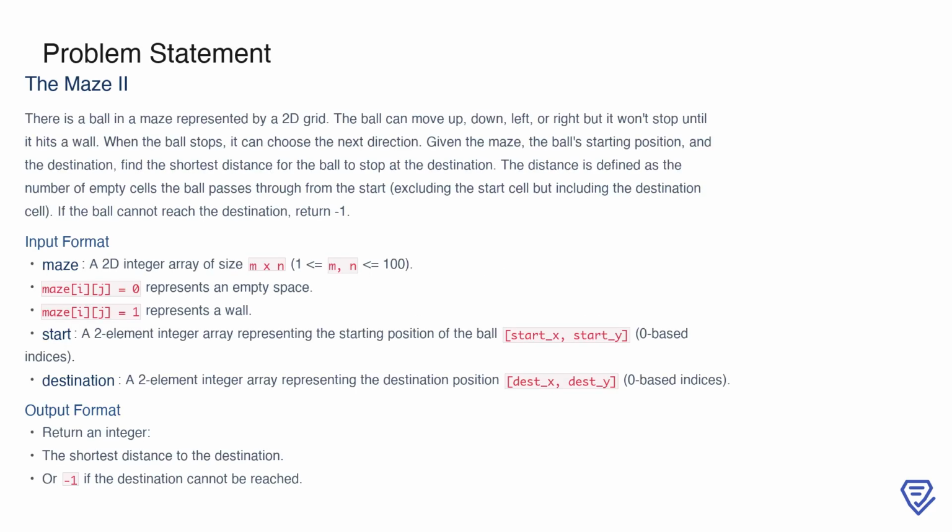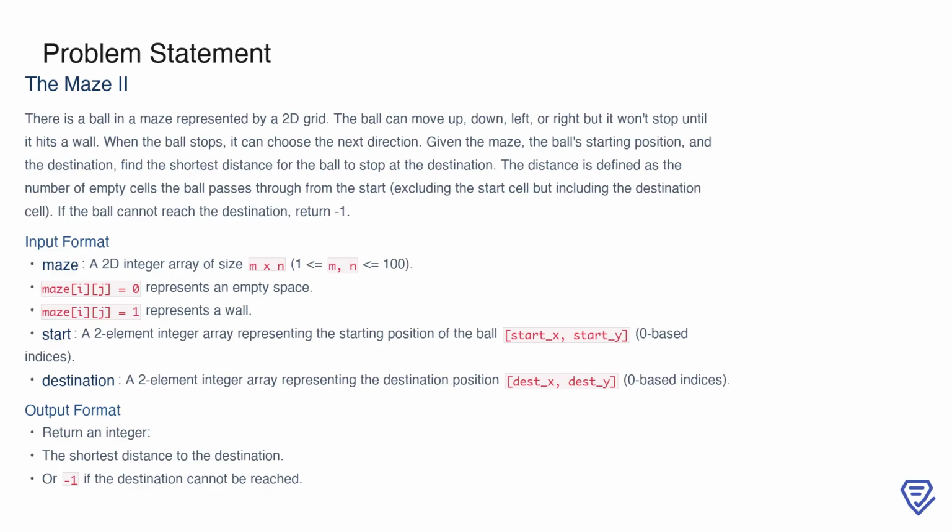In this problem, we have a maze represented as a 2D grid, and a ball that can move in 4 cardinal directions: up, down, left, or right. However, the ball doesn't stop immediately when it changes direction. Instead, it keeps rolling until it hits a wall or the boundary of the maze. Once the ball stops, it can choose a new direction to roll.